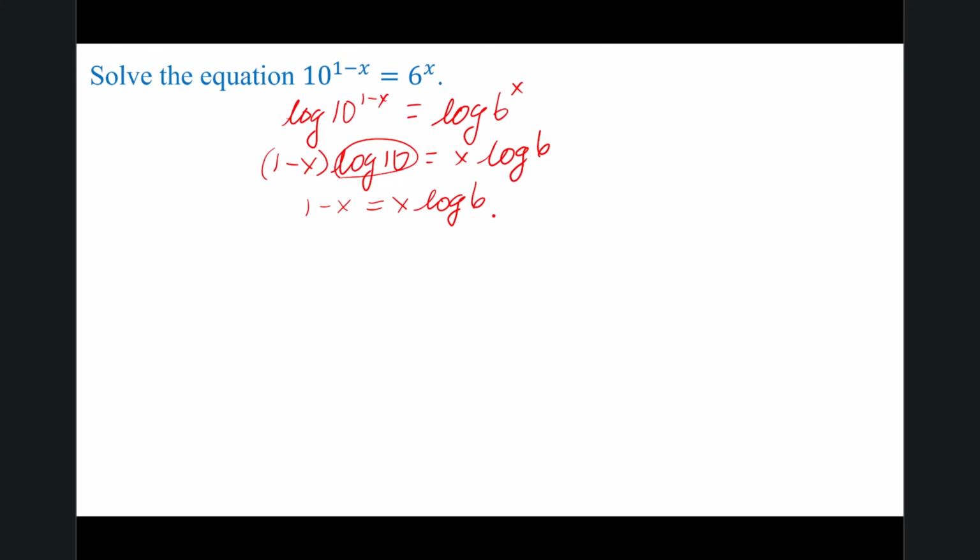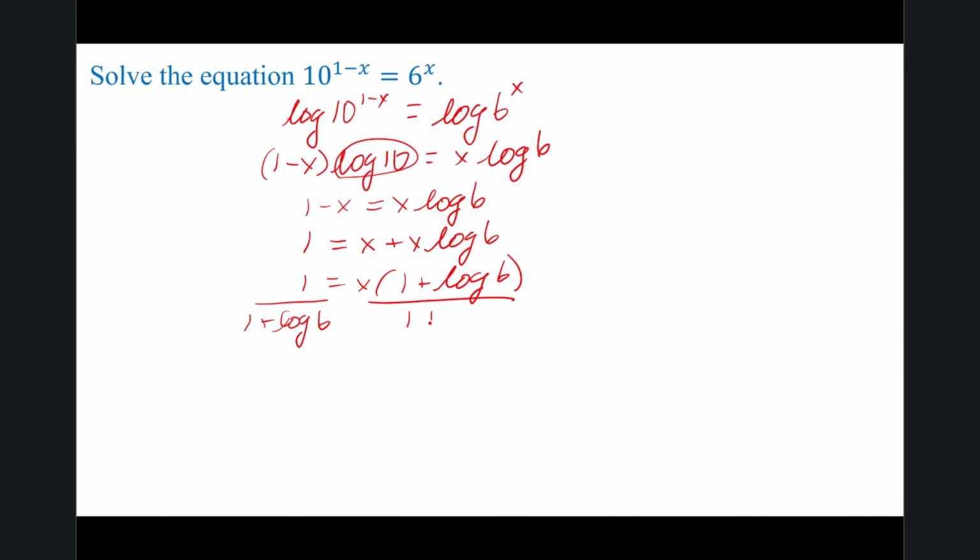Now, I want to get all the x's on the same side. So I'm going to add x to both sides, and I get x plus x log of 6. Factor out an x, so I can combine my like terms. I get x times 1 plus log of 6. Then I'll divide both sides by 1 plus log of 6, so I can get x by itself. And I have x equals 1 over 1 plus log of 6.